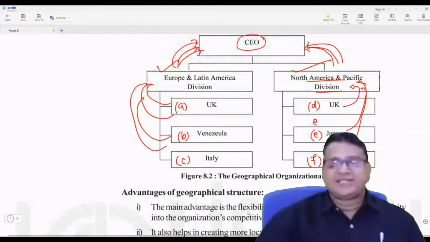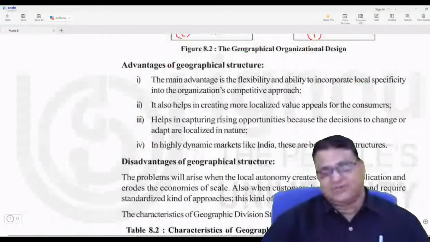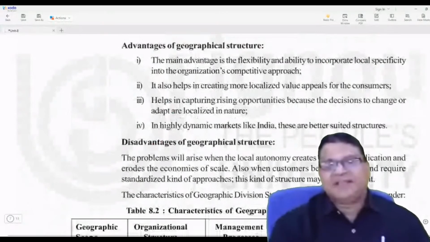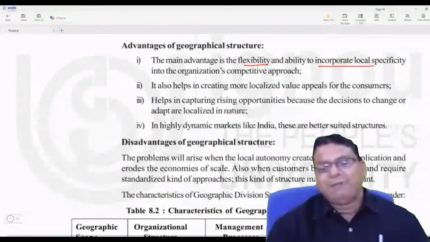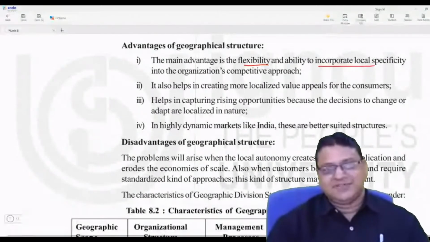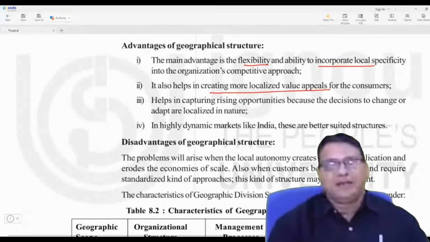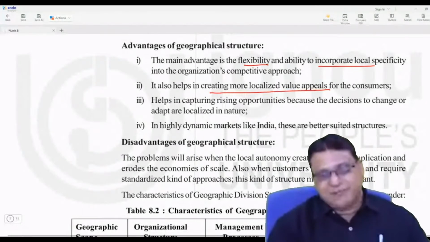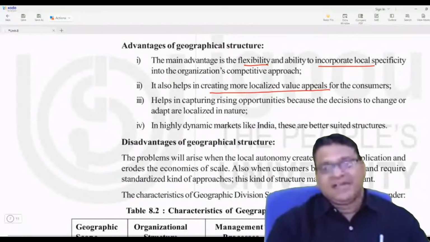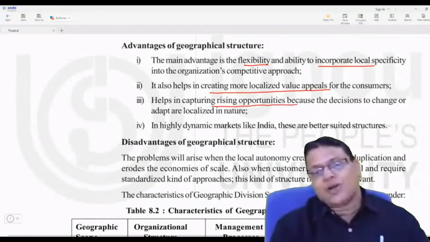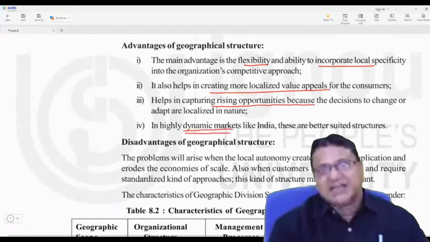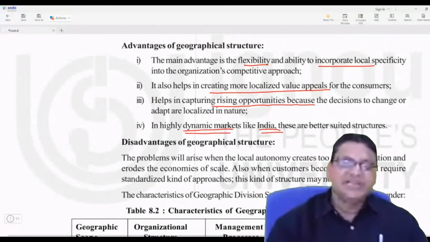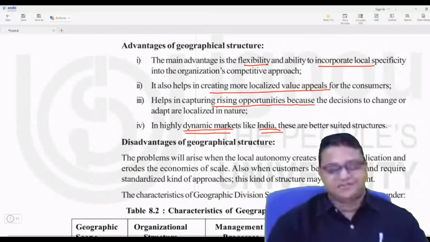There are certain merits of this particular organizational structure. What are the merits? There will be flexibility. There will be ability to incorporate local competitiveness. Decision making will be fast. It helps in creating more localized appeal for the consumers. The strategy of the business shall be localized. It helps in capturing rising local opportunity in highly dynamic markets like India. This type of structure is best suited for MNCs.